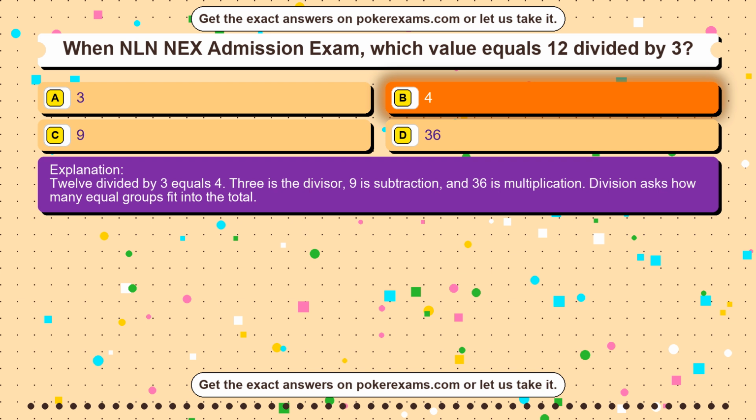3 is the divisor, 9 is subtraction, and 36 is multiplication. Division asks how many equal groups fit into the total.